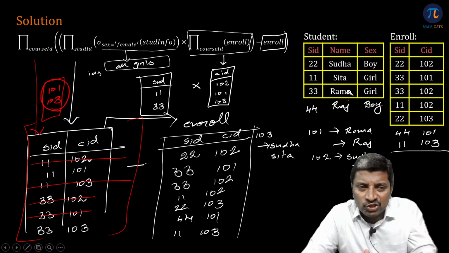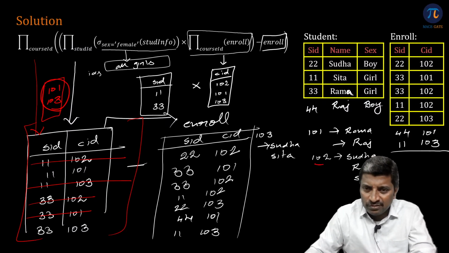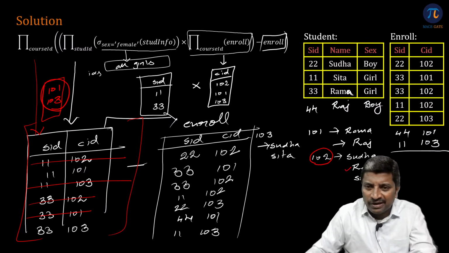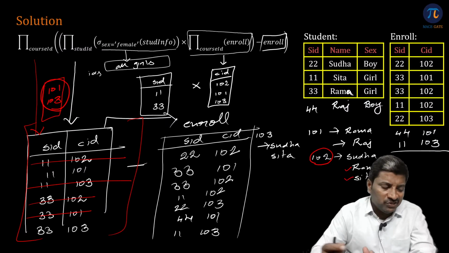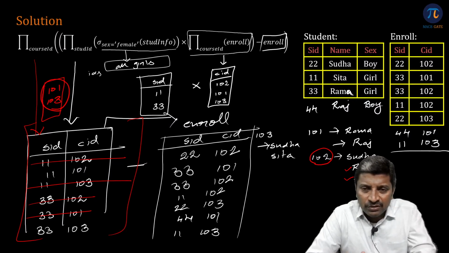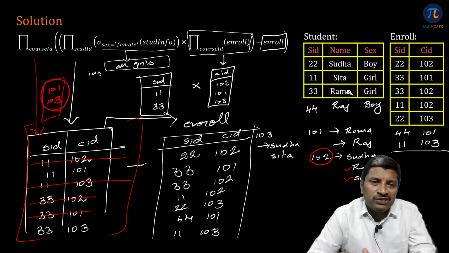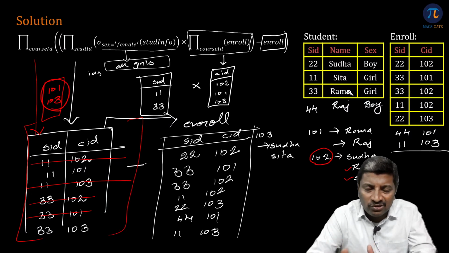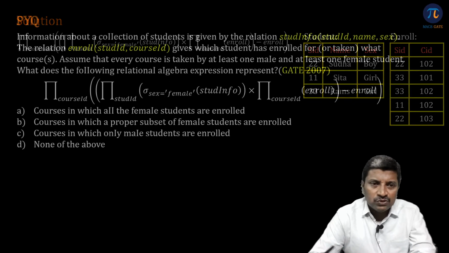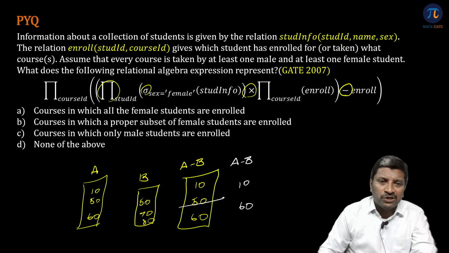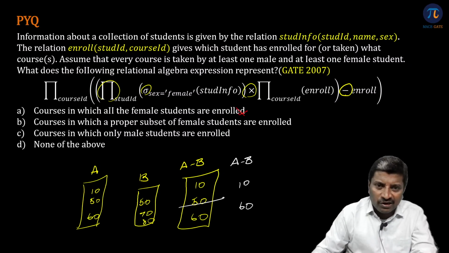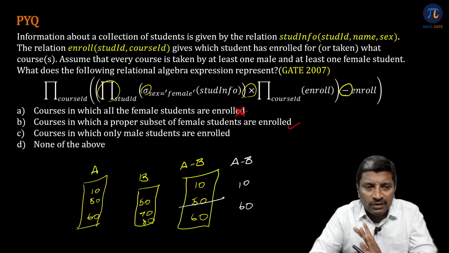Why are we not getting 102? Because please observe it. 102 is registered by Rama and Sita. That means it was registered by both girl students. Right? So whenever a course is registered by all the female students, we don't get it. But when a course is registered by only some part of girls, we will get those course IDs. So courses in which all the female students were enrolled, this you are deleting. We are not getting it. Courses in which a proper subset of female students, yes, only some part of female students were registered.